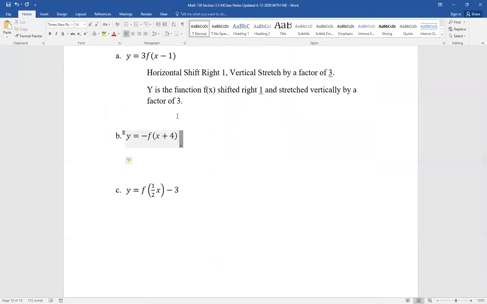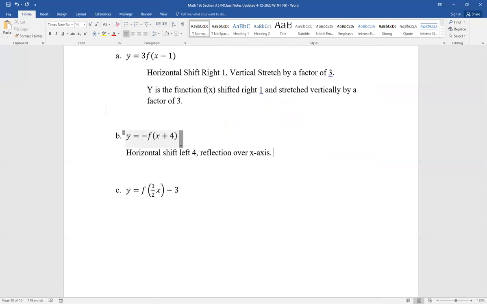This one has a horizontal shift because we have a plus or minus inside the parentheses, and you always do opposite of what you see. So even though plus makes us think to the right, you're actually going to be reversing it. So it'd be left 4. That happens when it's inside the function. We also have the reflection over the x-axis.